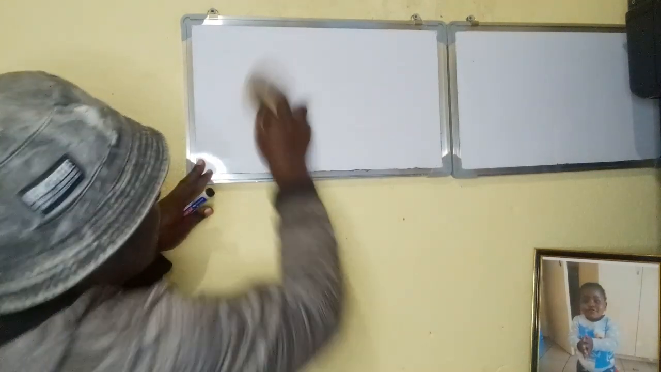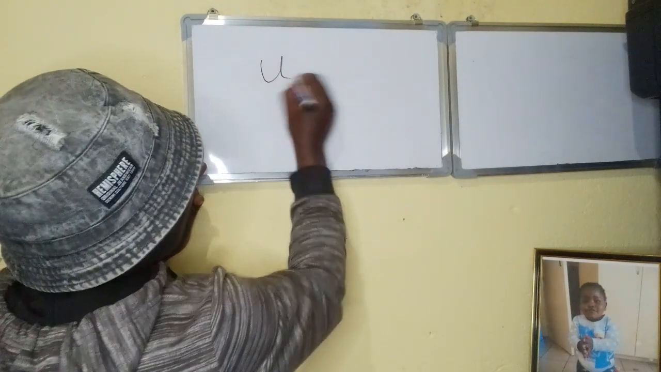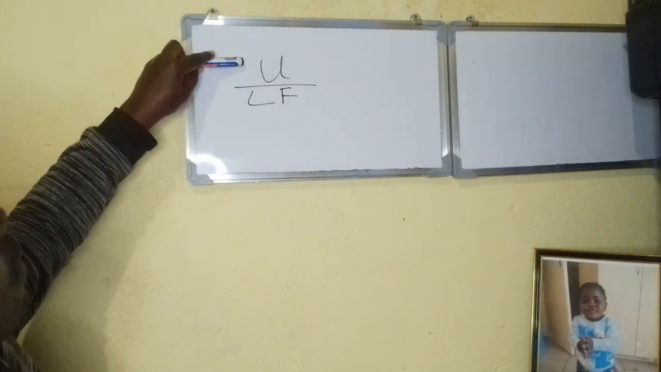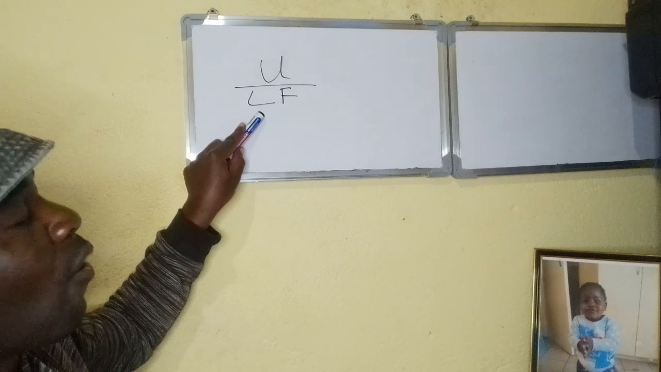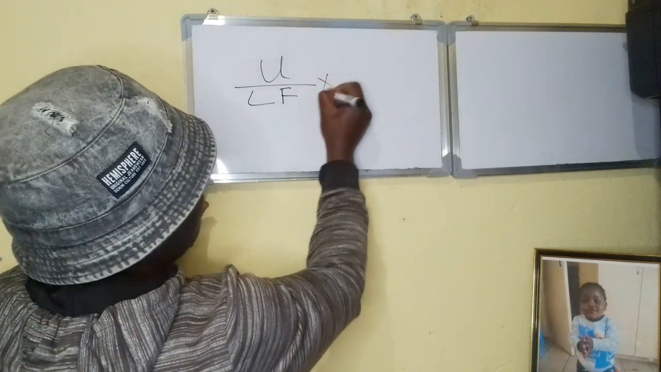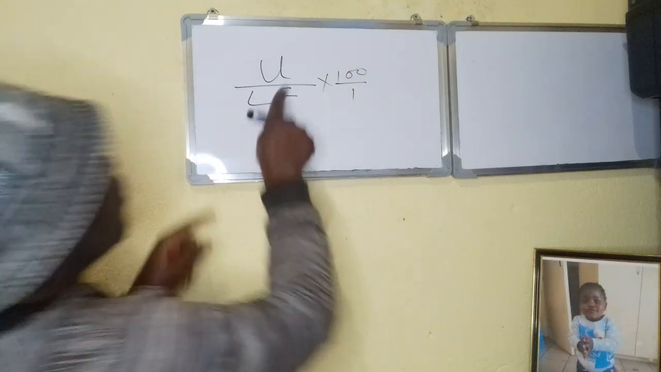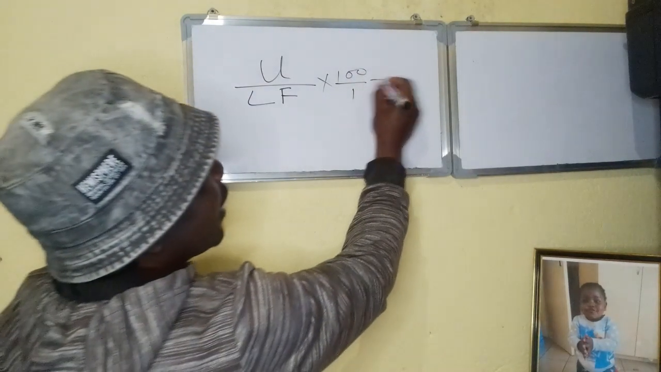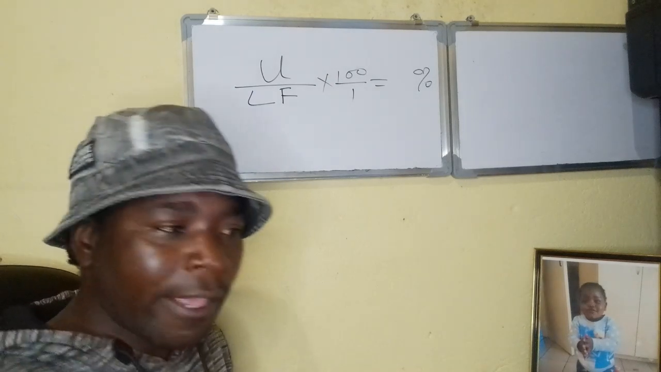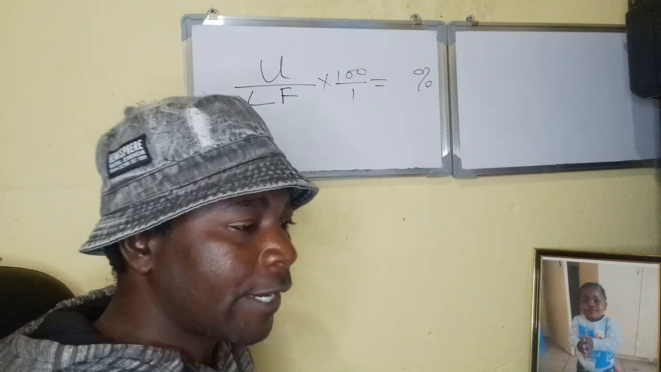Unemployment. No, I'm wrong. It's the number of unemployed over the labor force. Number of people that are unemployed divided by the number of people of working age who are willing and able to work, times 100. They'll always give you these figures whenever you need to get the rate of unemployment. Okay?